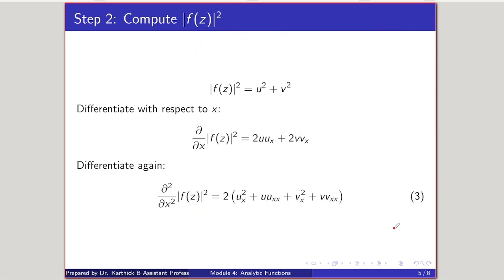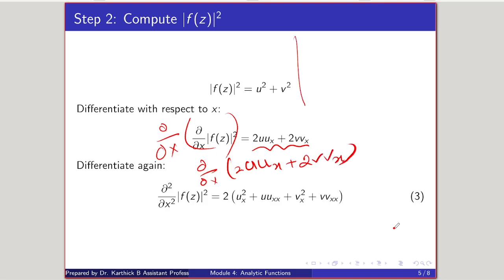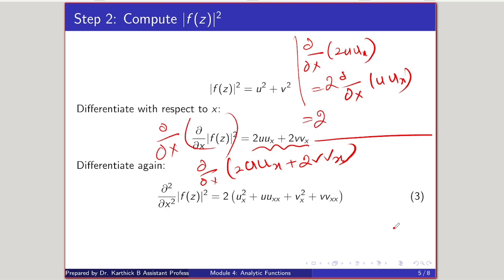In a similar manner, we differentiate again with respect to x. While differentiating 2u ux, 2 is a constant, and we use the product rule, u v dash plus v u dash. Here u is u and v is ux, so v dash represents uxx. That gives 2 of u uxx plus ux whole squared.